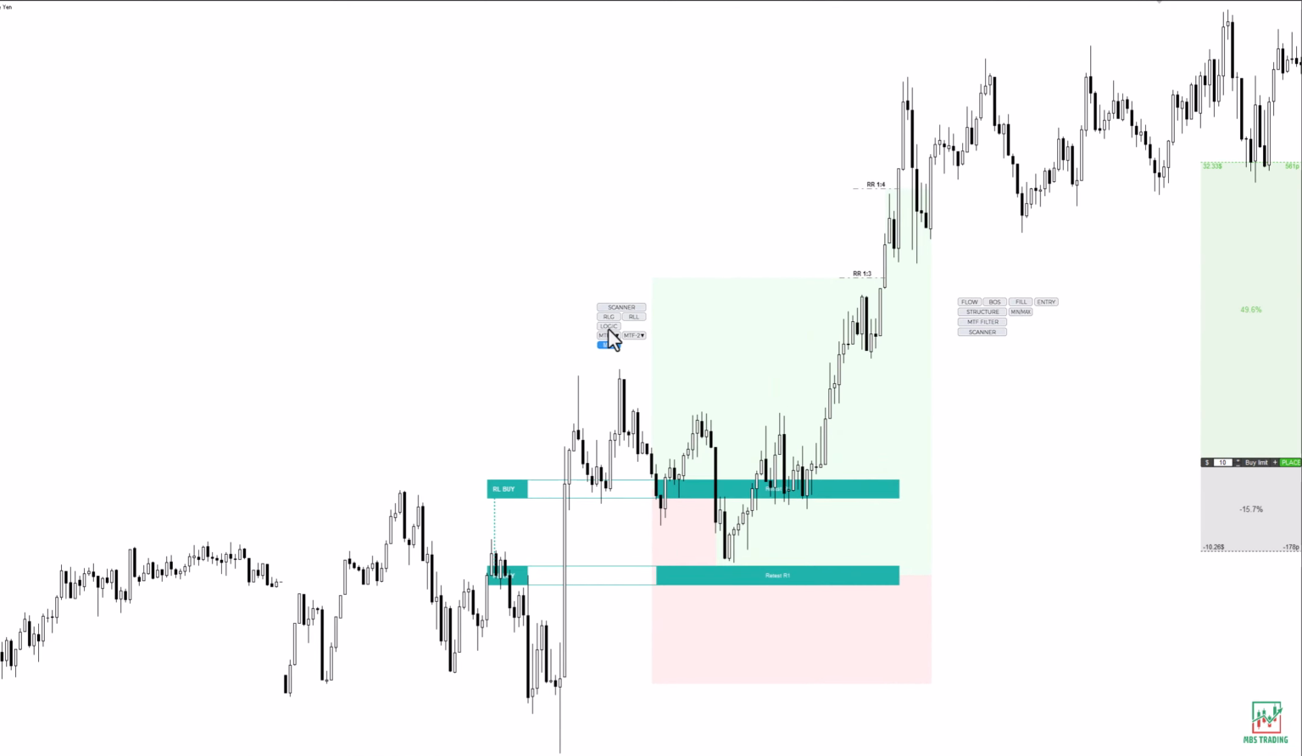Logic button. Logical entry point. A logical entry point appears as a yellow arrow when price corrects to a level. This marks the area where traders can begin searching for an entry.